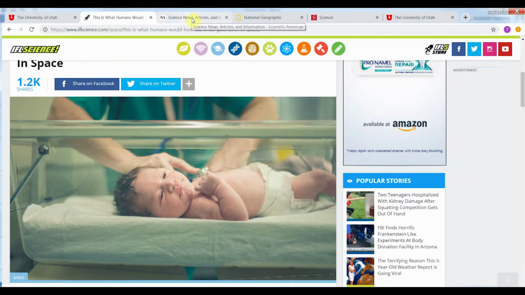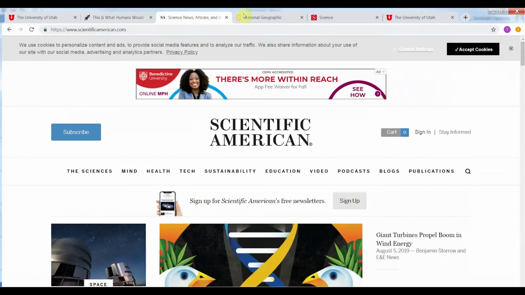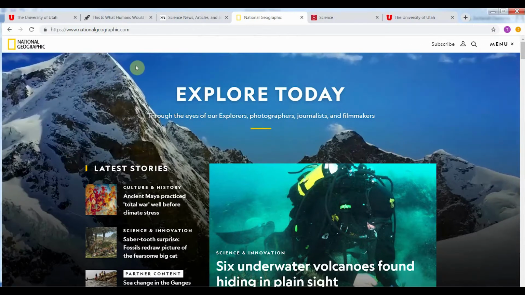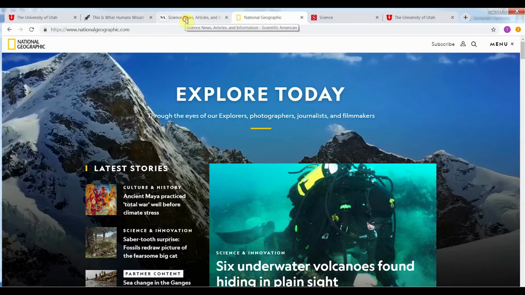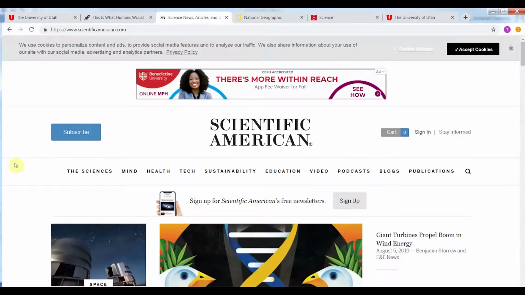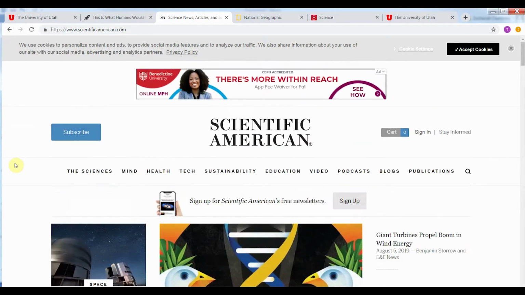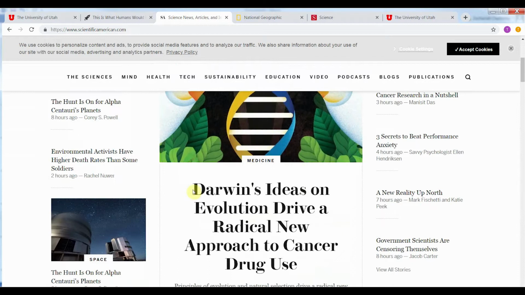Contrast that with Scientific American. Scientific American, and we'll just talk about National Geographic at the same time, are both fairly well respected publications that do delve into the sciences quite often. They often feature interviews with prominent scientists. They will often give you scientific articles that have been published in peer-reviewed journals in more layman's terms, and they do a lot of journalistic work.